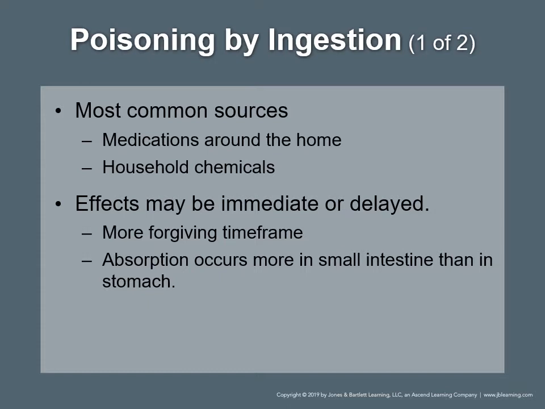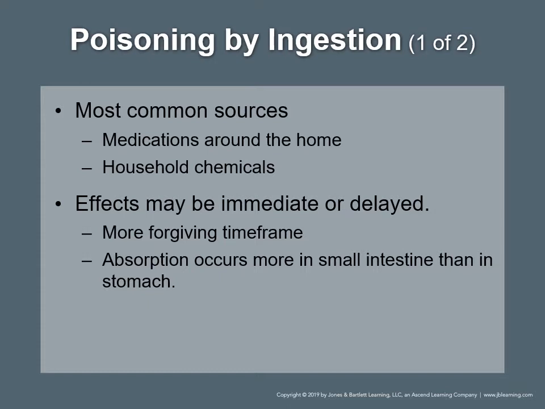Poisoning by ingestion. The most common sources are medications around the home and household chemicals such as cleaning agents. It may produce immediate damage to tissues or effects may be delayed for several hours. Ingestions of caustic substances cause damage immediately. Some poisons must be absorbed into the bloodstream before they produce toxic effects.